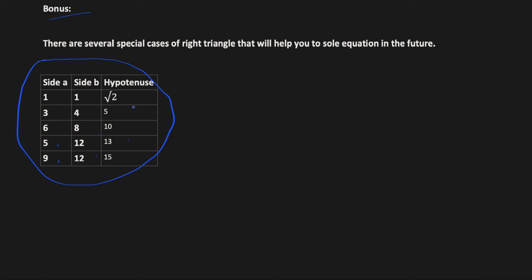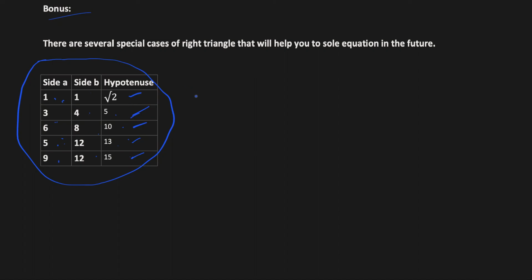Now, another check is that the hypotenuse will always be greater than the other two sides. So in this case, 5 is greater than 3 and 4, 10 is greater than 6 and 8, 13 is greater than 5 and 12. You can use this concept to check that when you solve for any given hypotenuse, it has to be greater. And if somehow you get a smaller number than the other two sides, that means something went wrong in the calculation.